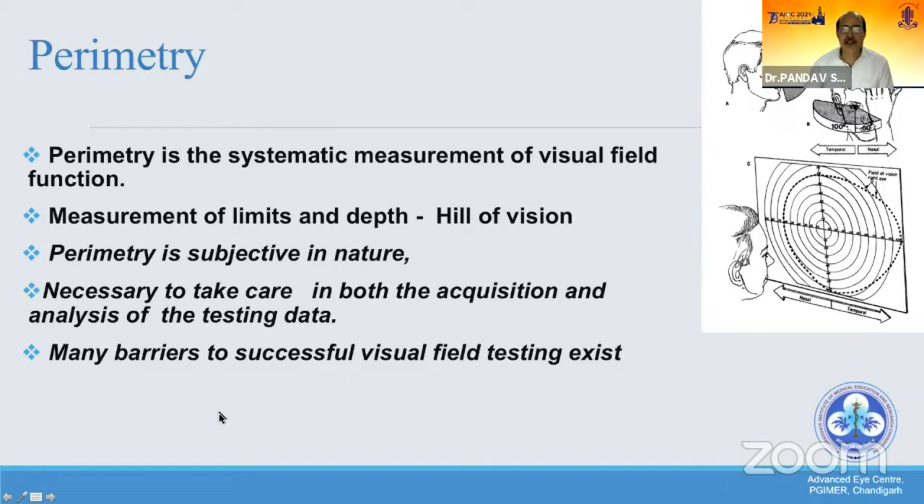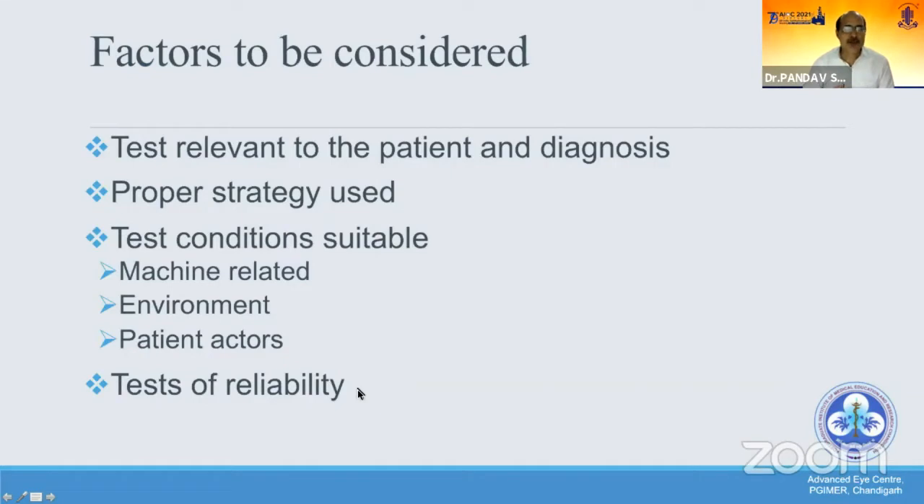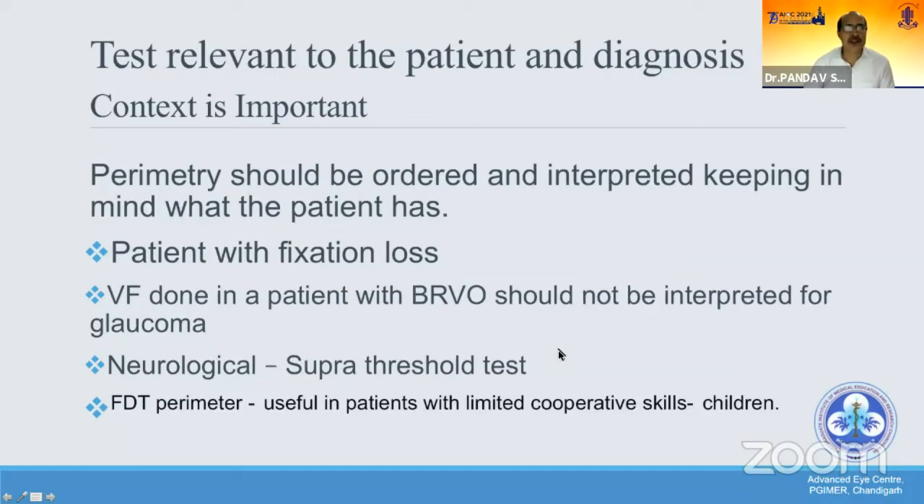And there are many barriers to successful visual field testing which we should understand. So there are a number of factors that need to be considered while doing and interpreting visual fields. The test should be relevant to the patient and the diagnosis. The proper strategy must be used. The test conditions should be suitable, and those could be machine related, environment related, or patient related. And finally, if you have done a test, we have to use some tests of reliability to see whether the test is good or not.